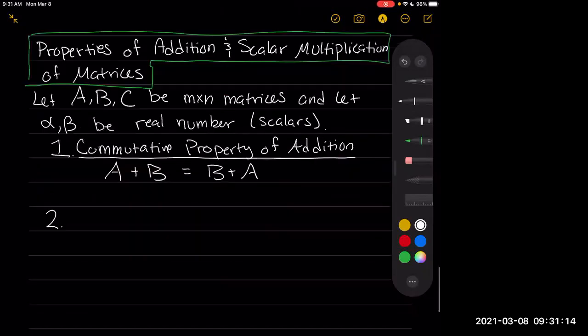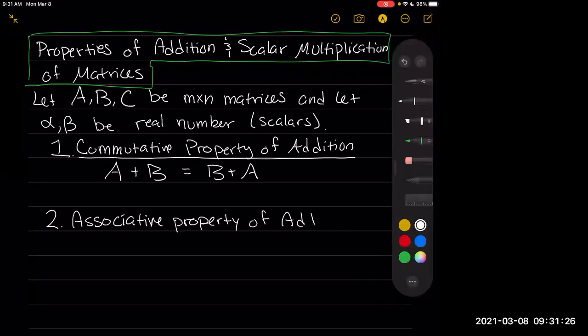2, we have the associative property of addition. So what this means is if we were to have (A plus B) plus C, that equals A plus (B plus C). So it doesn't matter the order in which we add our matrices. We can kind of do it in any order and we'll still get out the same solution.